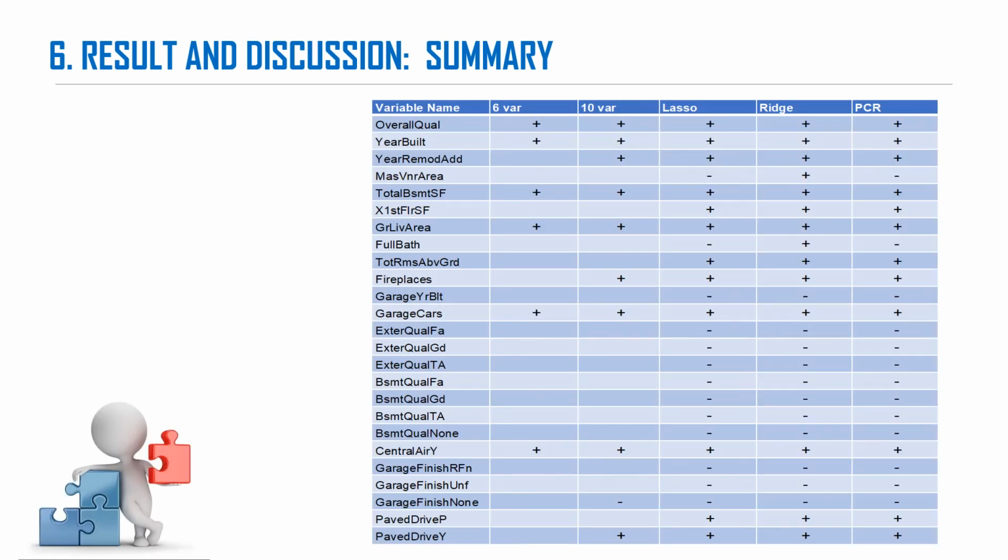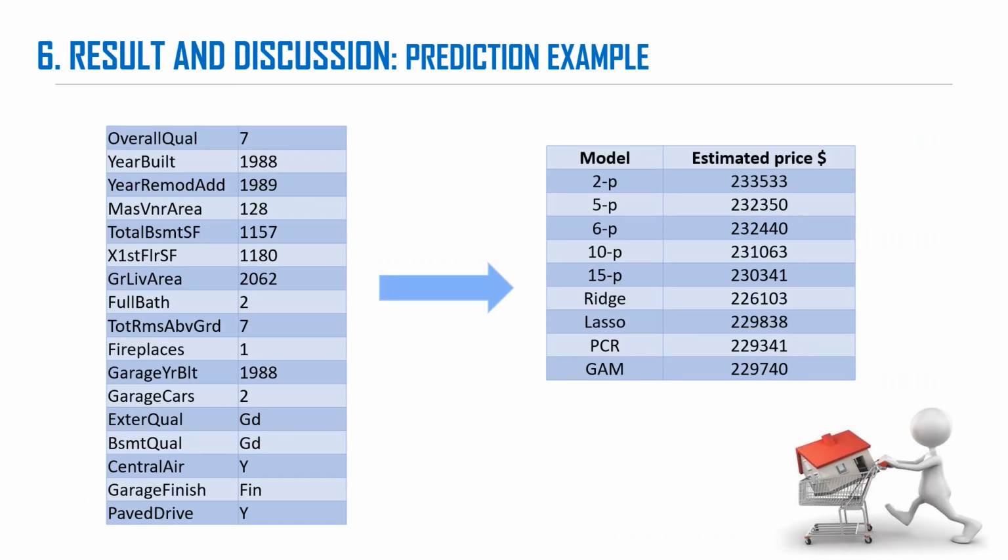This table shows us the important variables and their effect on the response for different models. The plus sign indicates a positive effect and the minus sign indicates a negative effect. For example, if the year built number is bigger, which means the house is newer, the price will be higher. In another way, if the garage is not finished, the sales price will be lower than those houses with finished garages. This slide demonstrates a prediction example.